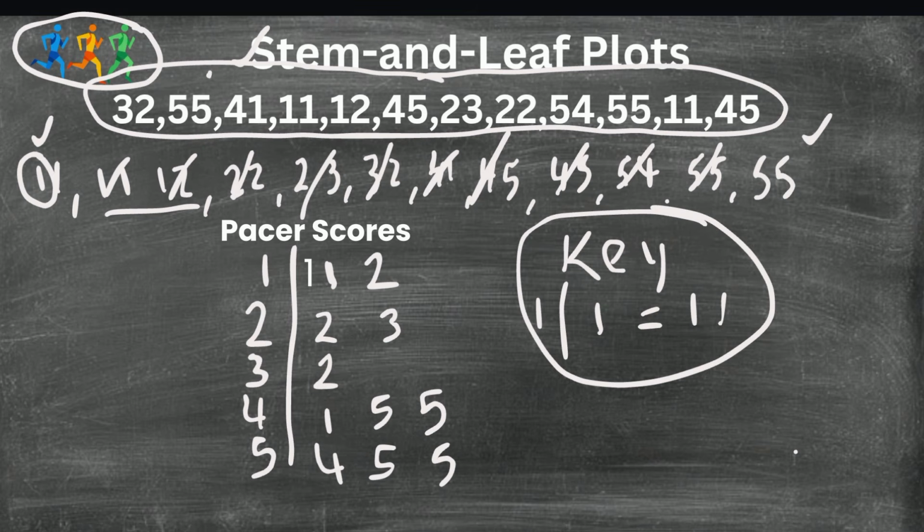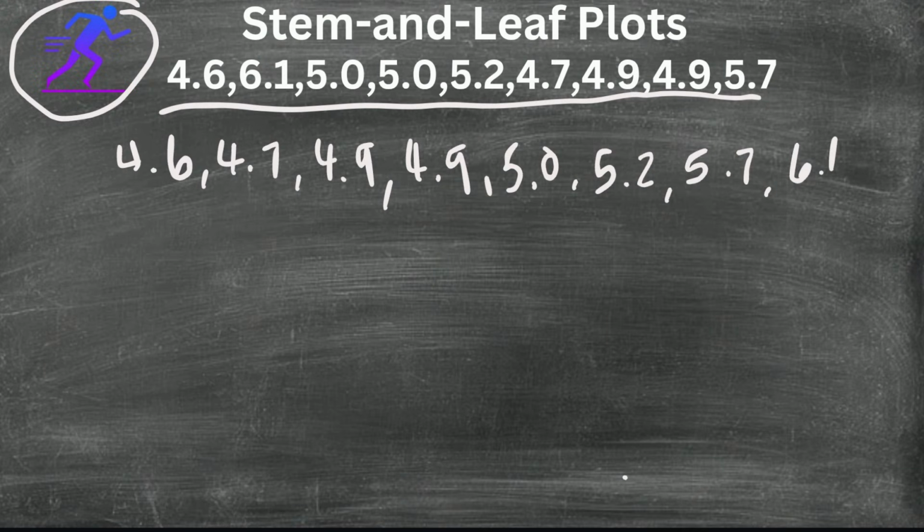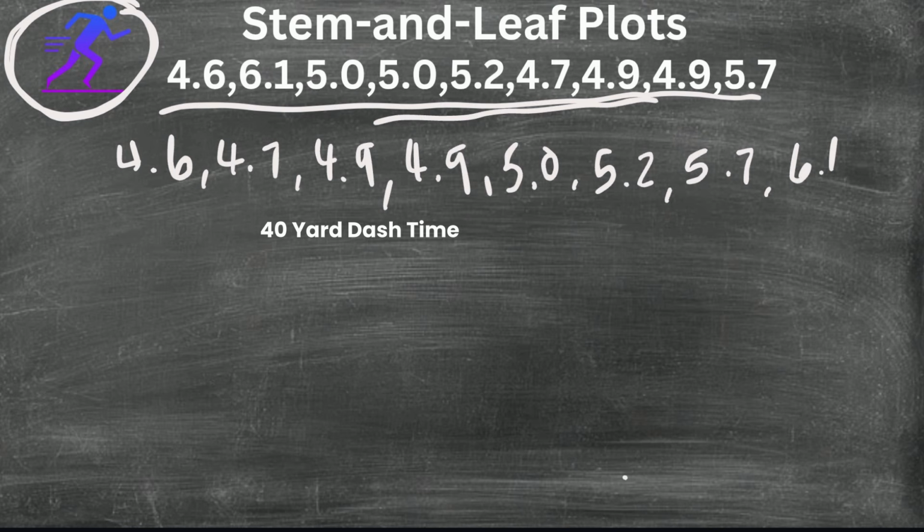Let's look at another example, and I'll use decimals in this next example. Now with this stem and leaf plot, we have decimals. And what the decimals represent is times in the 40-yard dash. And they go from 4 6/10 to 6 1/10. So let's go ahead and do like before. We're going to put the 1s on this side and the 10ths on this side.